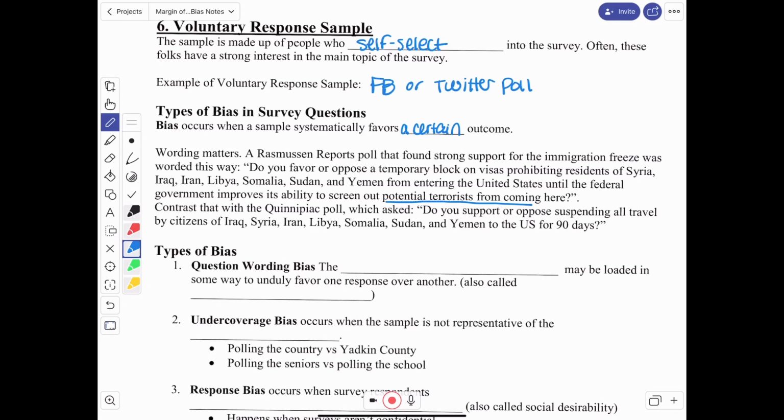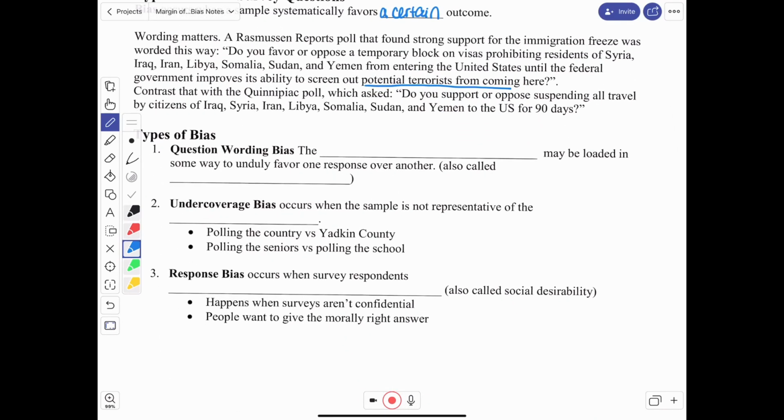All kinds of political views. We're not going to get into that, but two very different ways of wording questions. So the first question is definitely wording bias. Okay. So the choice of words may be loaded in some way to unduly favor one response over another. So this is also called loaded questions. And we don't know what way they were trying to sway the person, okay? But they were definitely trying to sway in one way or another, obviously.